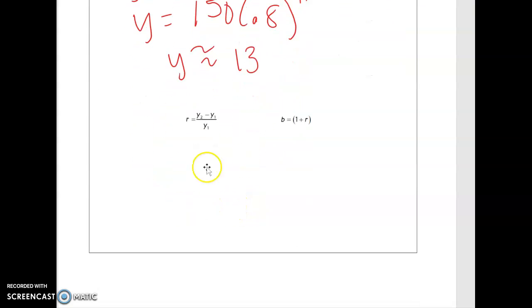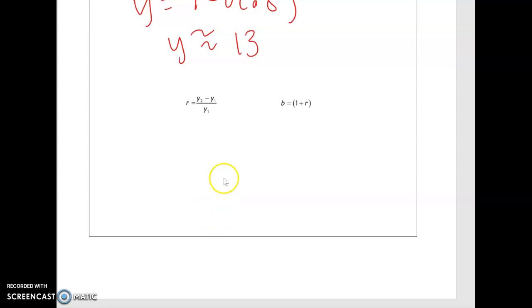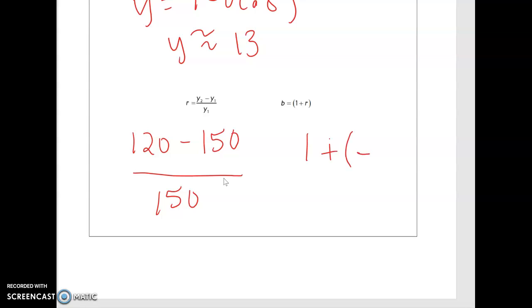Down here, they're asking you to solve for r. So you would do 120 minus 150 all over 150. Get that answer. And then this one's going to be 1 plus negative 0.2. So this b is going to equal 0.8, and this r is going to equal negative 0.2.